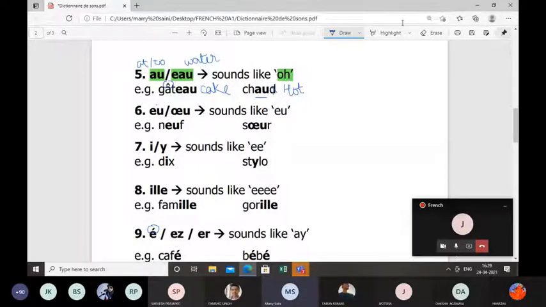Next one is "eu" and "œu". "Eu" and "œu" will give the sound of "e", like "neuf". Here you got an exception. Neuf. Here after F there is no vowel, but still I am pronouncing F. So this is the exception. Neuf is the number 9. 9 in French is neuf.